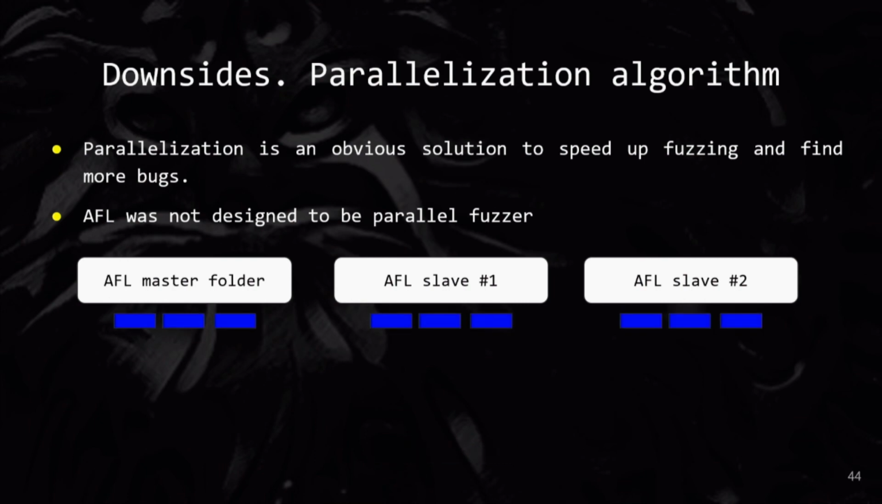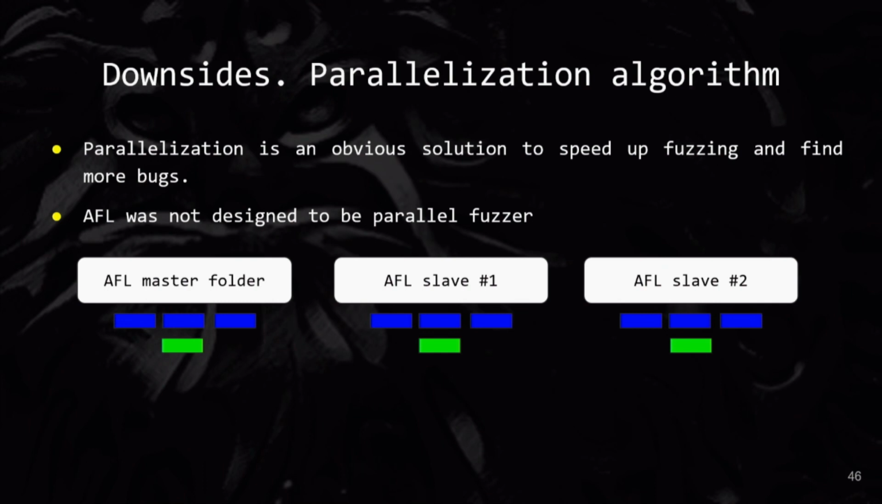So the corpus will be copied into each instance, and all of the instances will perform mutations on each file one by one. If one slave finds something new, this file will be distributed to the other instances, and they will continue mutating the same finding.